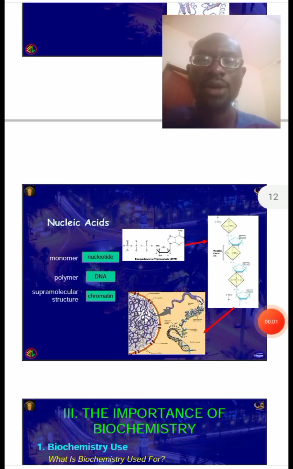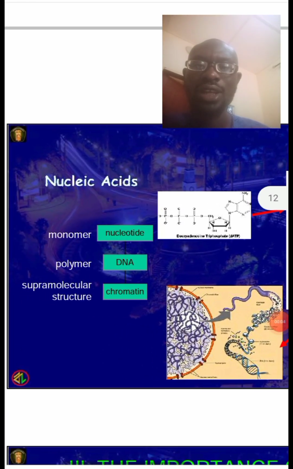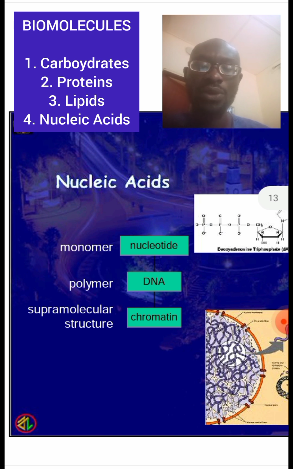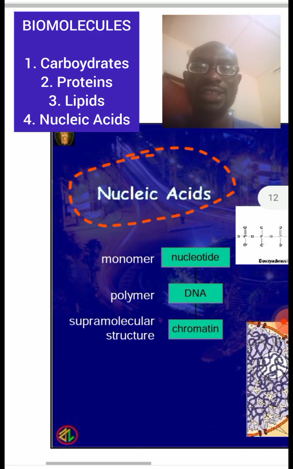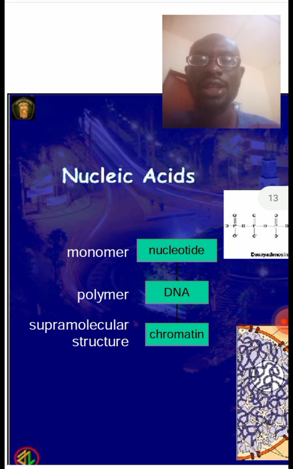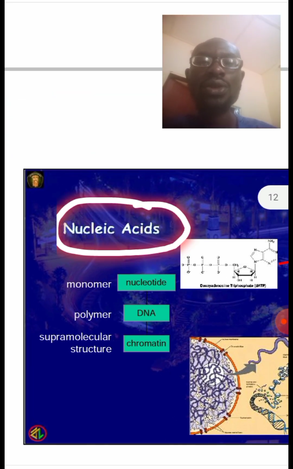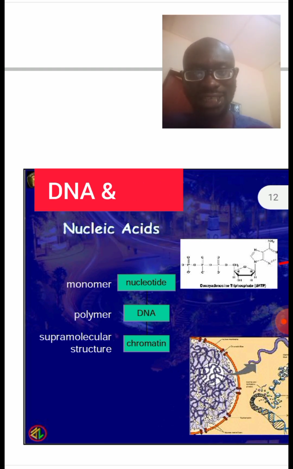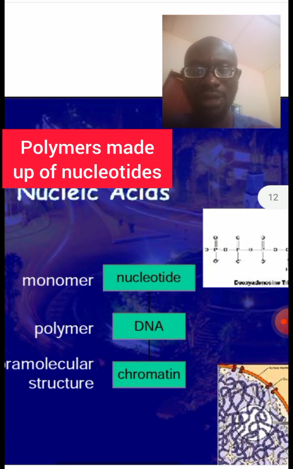So the last polymer we're going to talk about is nucleic acids. Remember that I told you about the biomolecules, which are your carbohydrates, lipids, proteins. Now we are talking about nucleic acids. These are your biomolecules. So when I ask you to list those biomolecules, if you check your notes, you are going to see them. I've told you about those biomolecules. Now, nucleic acids, normally we have two types of nucleic acids. We have the RNA and the DNA. They are polymers, and their monomers are nucleotides.